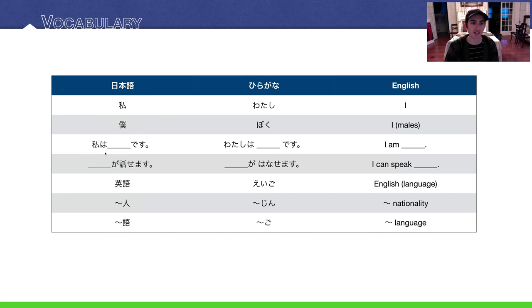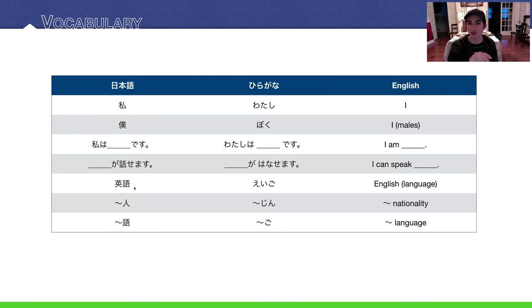Moving on. 私は何々です。The blank in Japanese, you can just say 何々. 私は何々です。I am blank. Moving on. 何々が話せます。I can speak blank. And we'll put a language in there. And then we have this language that I'm speaking right now.